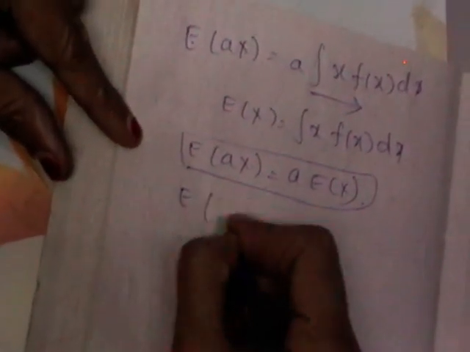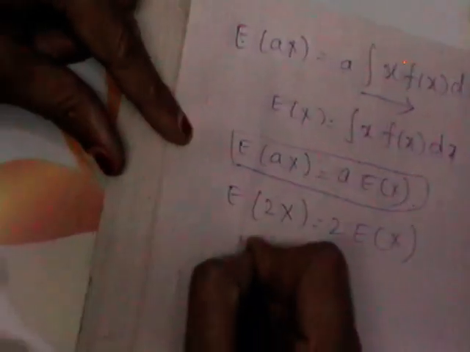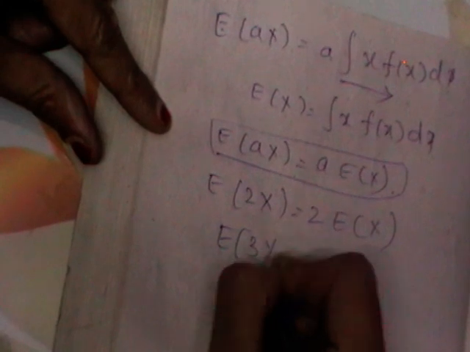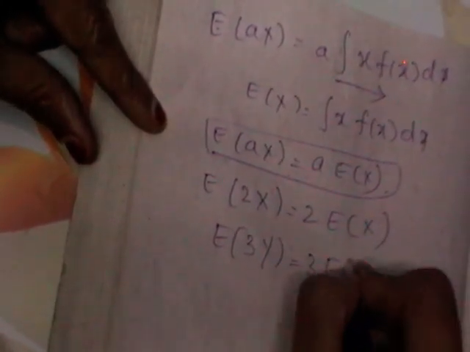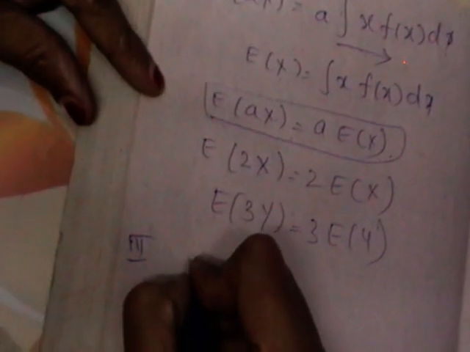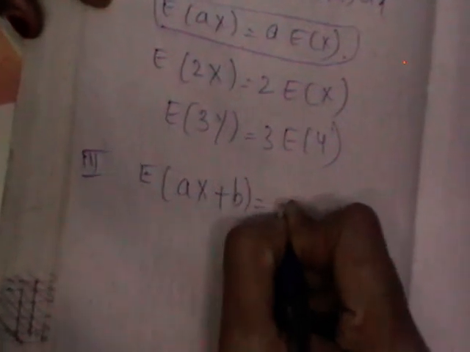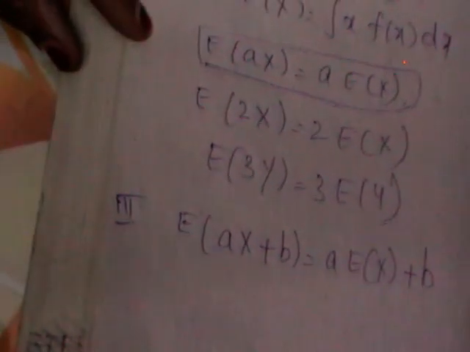So from this, what will be expectation of 2x? 2 into expectation of x. What will be expectation of 3y? 3 into expectation of y. This is the second result. So let us go to the third result. You need to prove that expectation of Ax plus b is equal to A into expectation of x plus b.